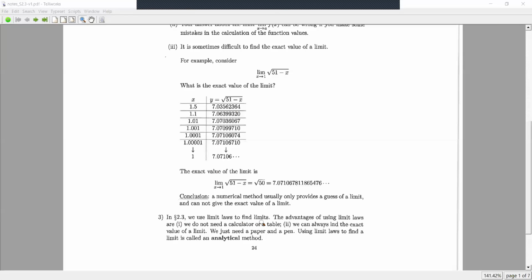I can see two advantages of using limit laws to find a limit. The number one is we don't need a calculator or a table. We just need a paper and a pen. Then we can find a limit. The second advantage is we can always find the exact value of a limit. In this book, using a table to find a limit is called a numerical method. Using limit laws to find a limit is called an analytical method.